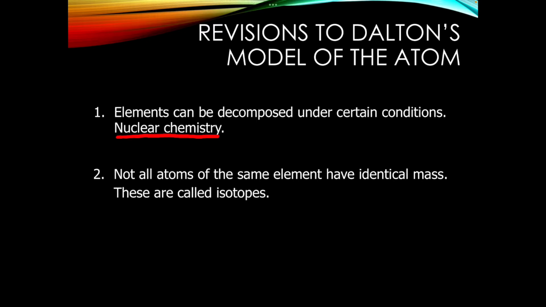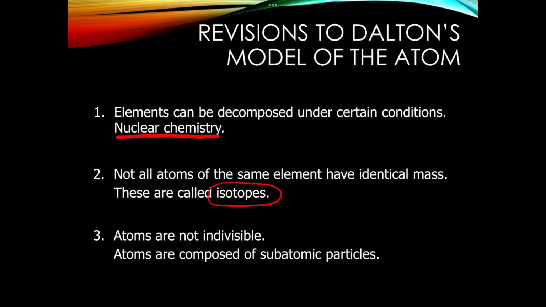The other thing that he wasn't quite right about is that not all atoms of the same element are identical. Even though they may both be gold atoms, they can have different masses. They can still both be gold, but they can have different masses. And these are called isotopes, which we will talk about later in this lecture. And like I said, atoms are not indivisible. They are composed of small subatomic particles, and these are protons, neutrons, and electrons, which we will get into more in this lecture.